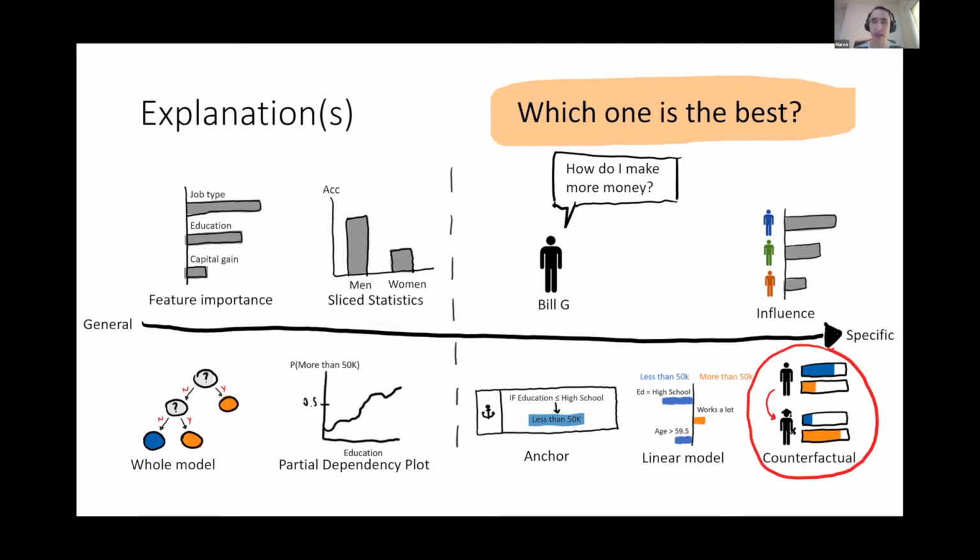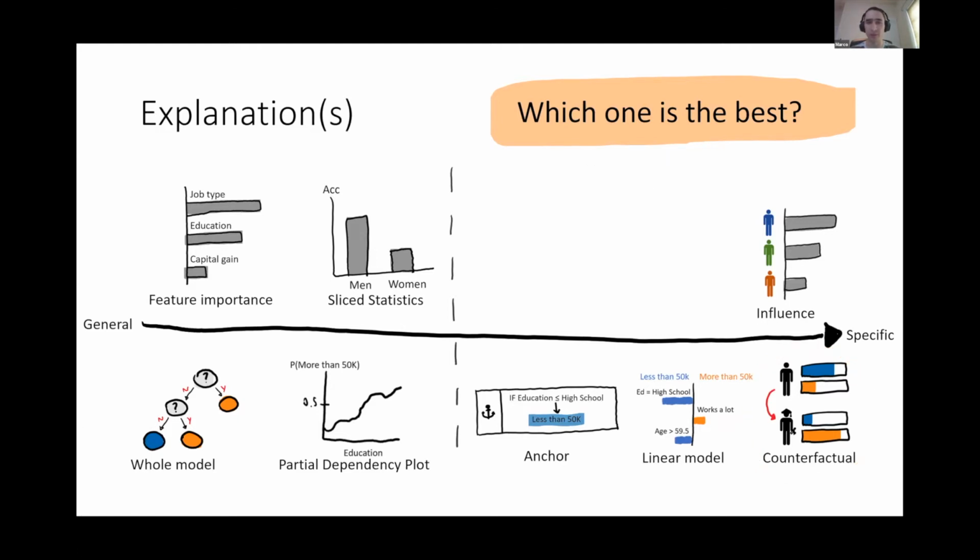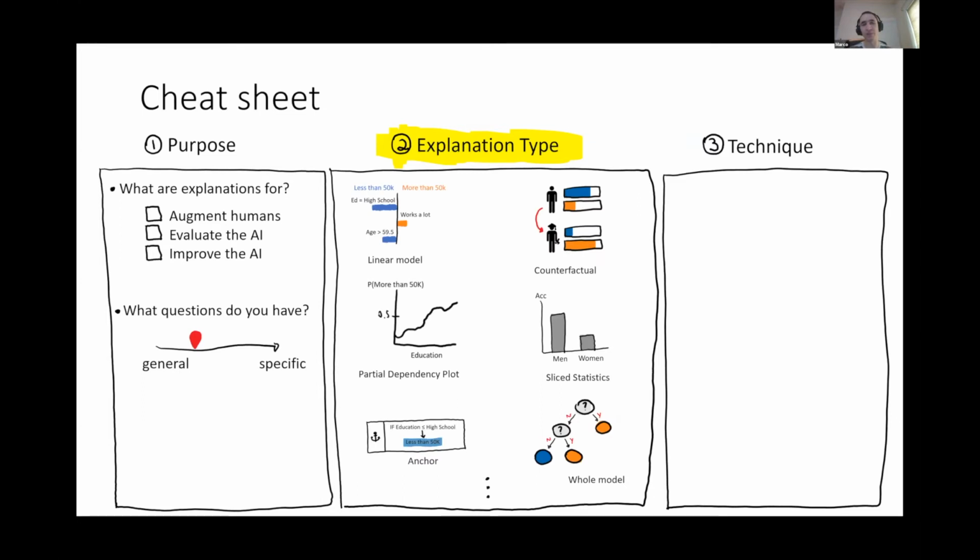So it really depends. And that's why I had the whole section on purpose, because instead of saying this explanation is better than this one, you have to figure out how you are going to use it and which one supports your purpose. So that's explanation type.